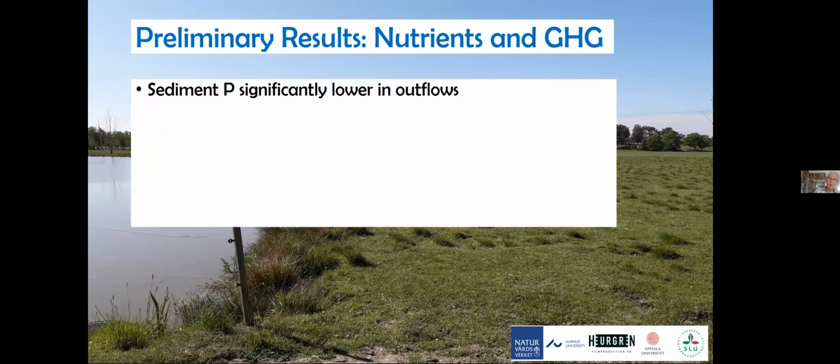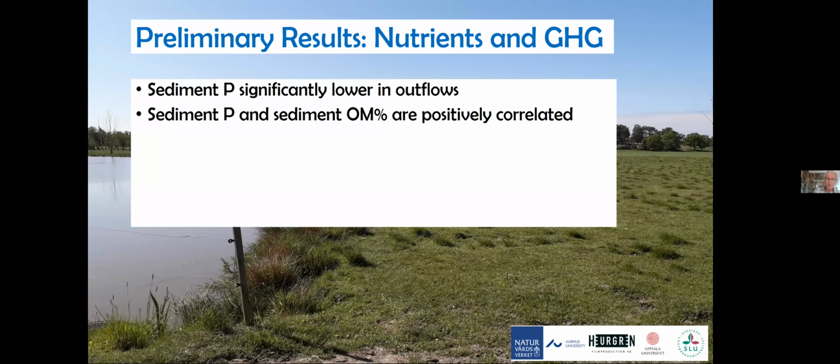We found that, well, this was encouraging, that there were significantly lower sediment P in the outflows. This is what we were hoping for. The wetlands are working. So nutrient retention wetlands are working. That was certainly encouraging. Sediment phosphorus and organic matter are positively correlated. So the more organic matter we had in the sediments, the greater the amount of P we had. We're still exploring why that might be, and the fractionation of the phosphorus, whether it's more or less available.